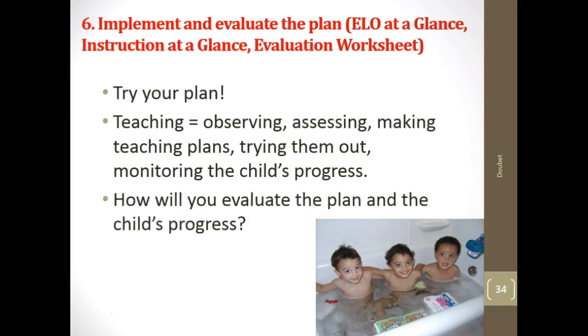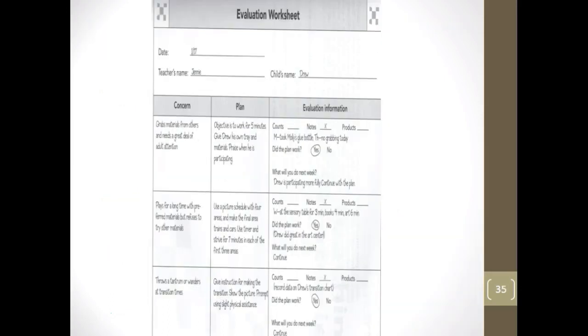Make sure you've got a plan in place of how you're going to evaluate and make sure that your plan and your students are progressing in their learning. That's what step 6 is about. So we've got a sample in the book. Here's an evaluation worksheet for Drew. You've got your concern on the left-hand column. Drew is currently grabbing materials from others and needs a great deal of adult attention. Our plan is to work for 5 minutes, give Drew his own tray and materials, praise him when he is participating, acknowledge his participation.